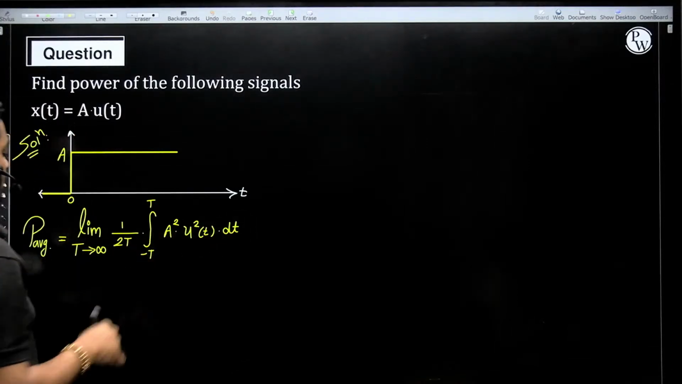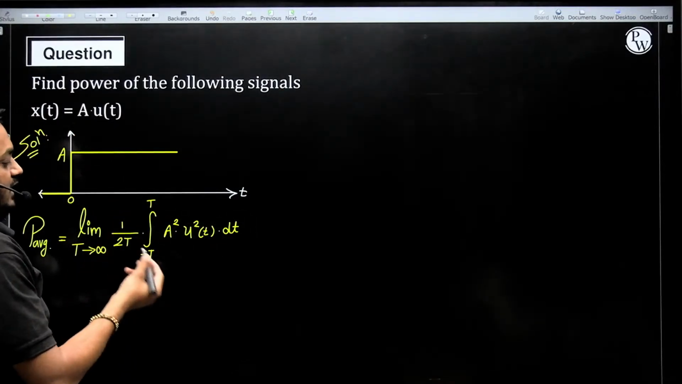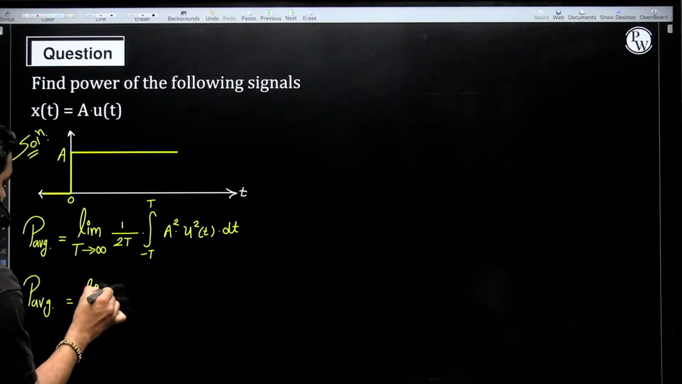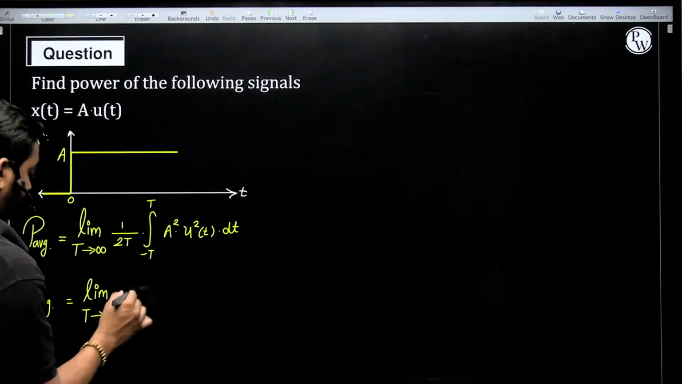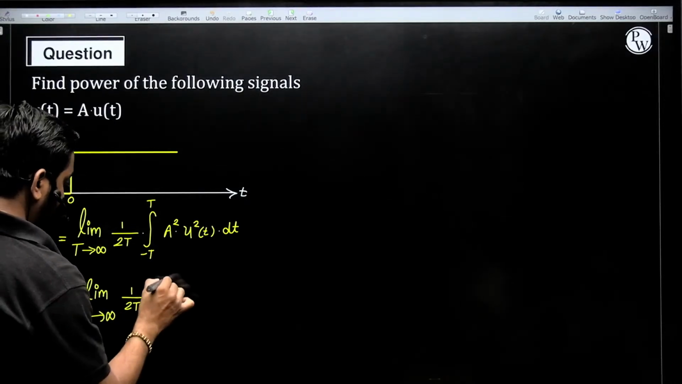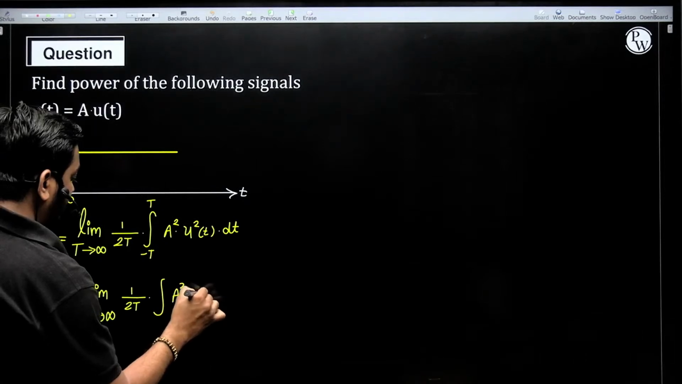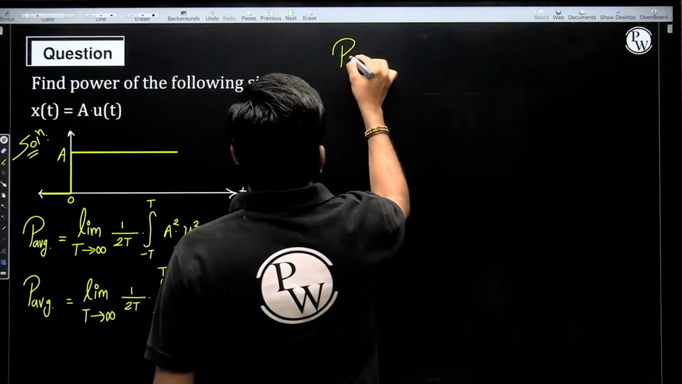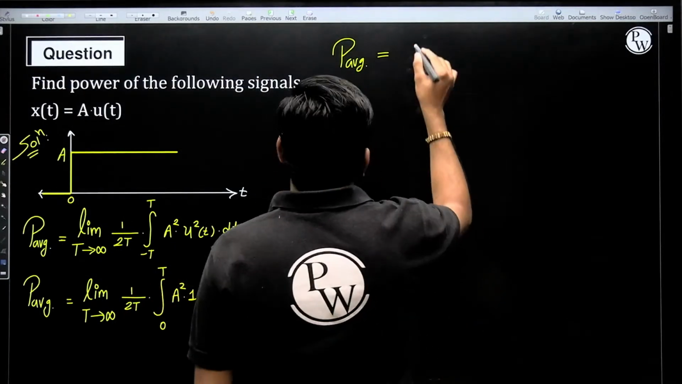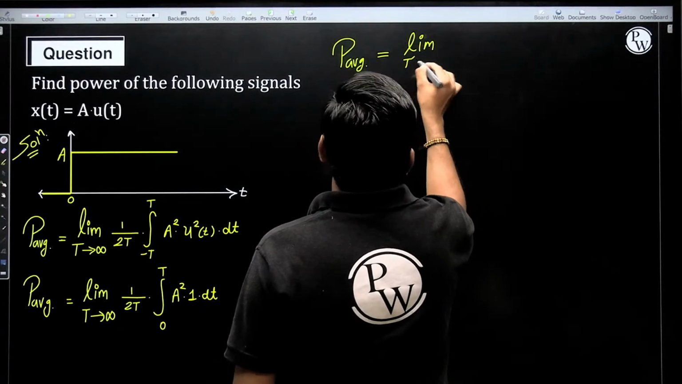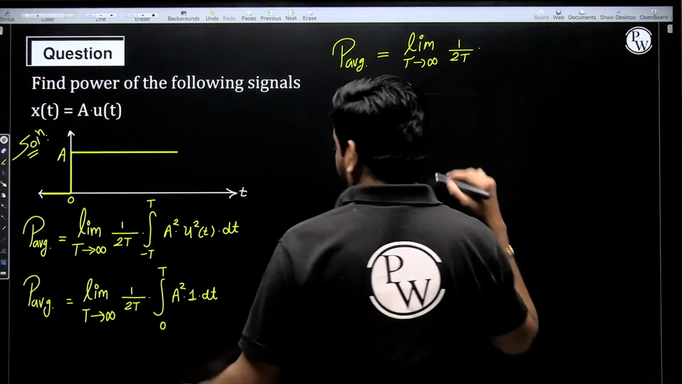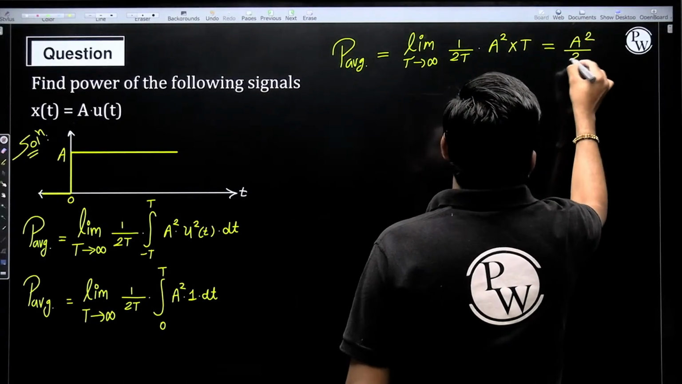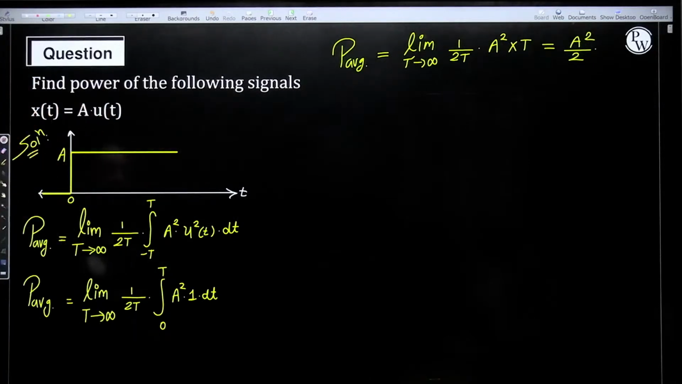dt. Now u square of t is nothing but u of t, and if you replace u of t with 1, then the limit will be 0 to T. So the average power is given by limit T tends to infinity 1 by 2T, and here this is A square and integration dt gives T, so it is A square by 2. So the average power of the u of t function is A square by 2, guys.